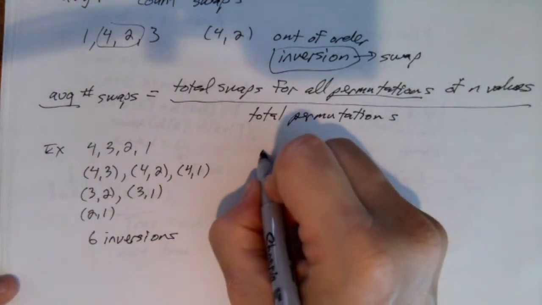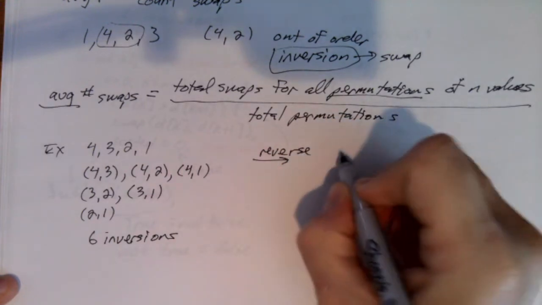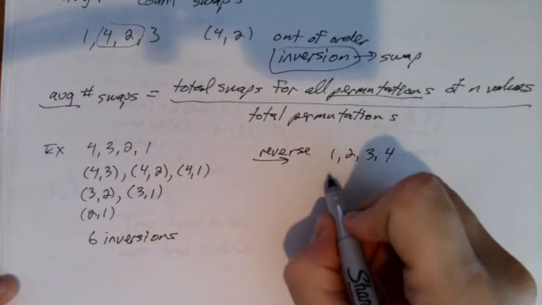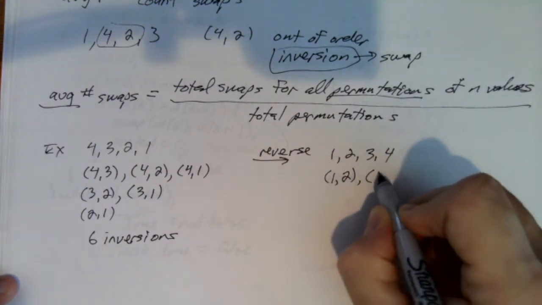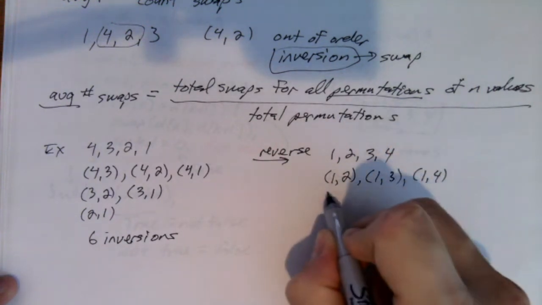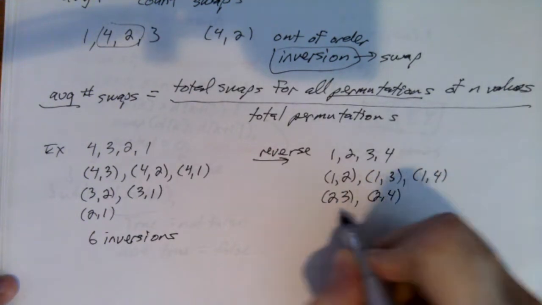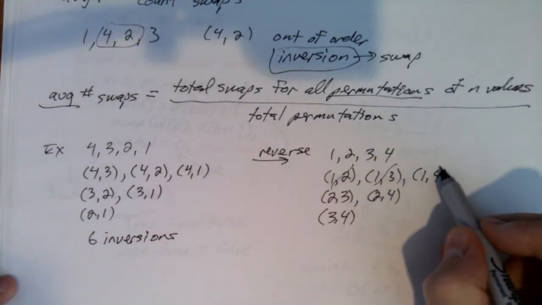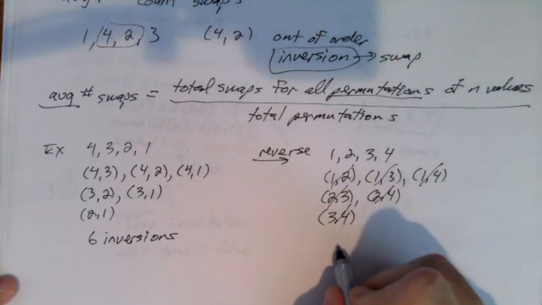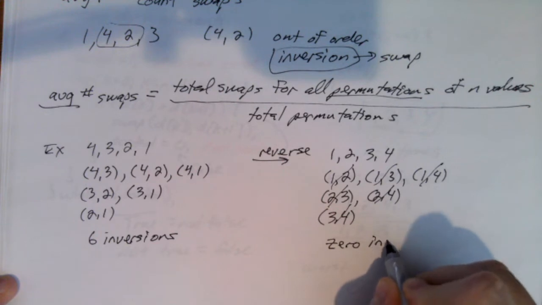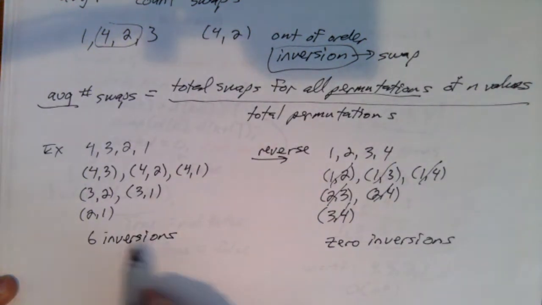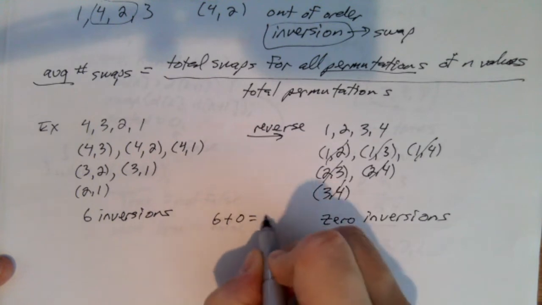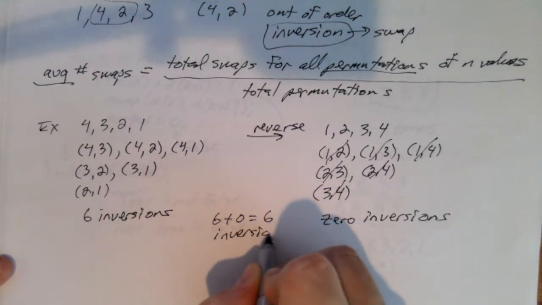What if we were to reverse the order and put 1, 2, 3, 4? Now our pairings, we still have the same pairings except the values are all reversed. So we'll have 1 and 2 together, 1 and 3, 1 and 4, 2 and 3, 2 and 4, and 3 and 4. 1 and 2 is not an inversion. 1 and 3 is not an inversion. Non-inversion, non-inversion, non-inversion, non-inversion. So here we have 0 inversions. In a moment, it'd be more clear why we did both, but let's look at this and say this is 6 plus 0 equals 6 inversions for the pair.